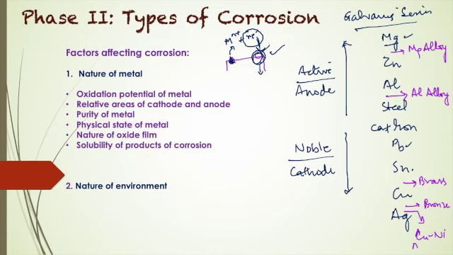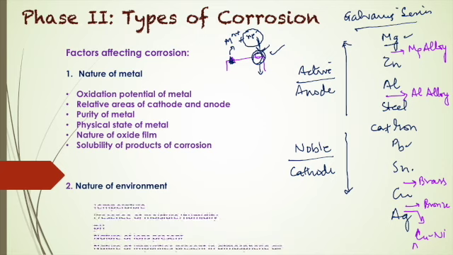Next is solubility of the products of corrosion. The solubility of the corrosion products which are formed is actually an important factor. Why? Because if the corrosion product is soluble, the corrosion of metal will proceed with a faster pace. On the other hand, if the corrosion product is insoluble, like it is in many of the metal oxides cases, okay, then what happens? It will form a protective film to avoid further corrosion. So these are the factors, sub factors under the nature of metal.